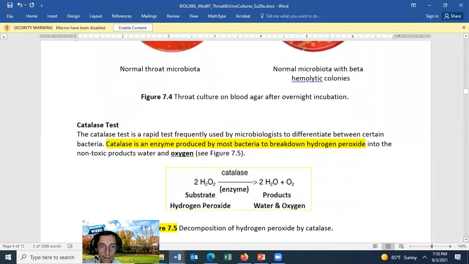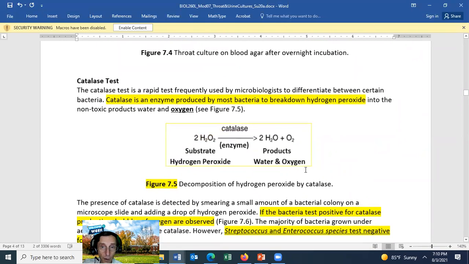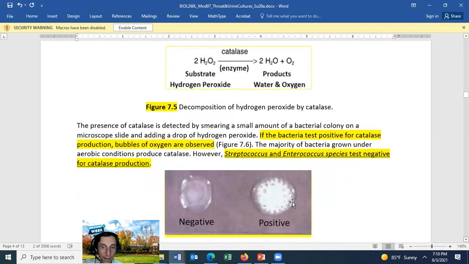To do the catalase test, you just look for the enzyme catalase. Most bacteria that grow in oxygen can produce catalase. Catalase takes hydrogen peroxide and makes water and oxygen. The oxygen being produced produces bubbles in the hydrogen peroxide. And so you look for the production of bubbles, as here. If you have bubbles, then the organism is positive for catalase. If there are no bubbles, then the organism is negative for catalase.